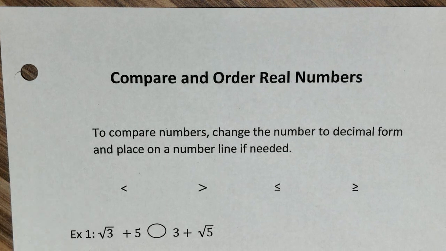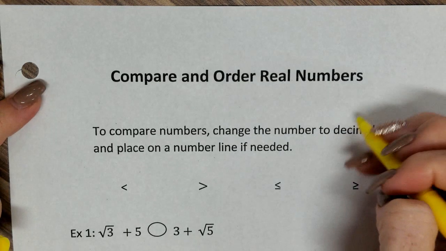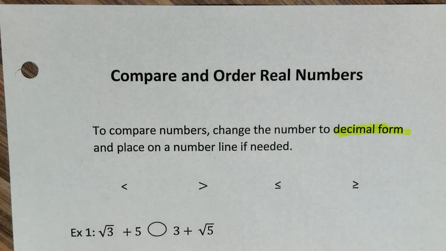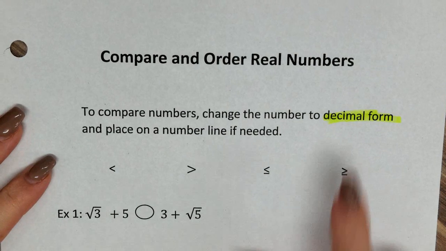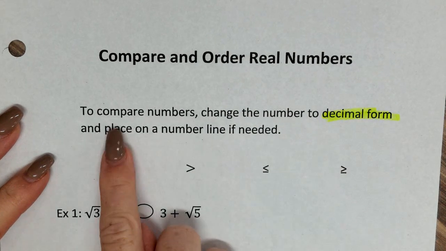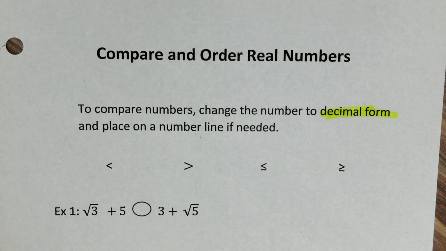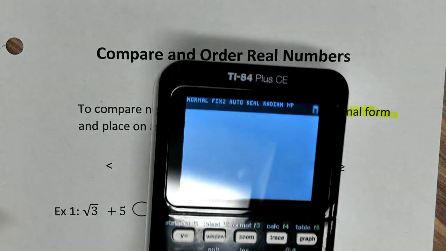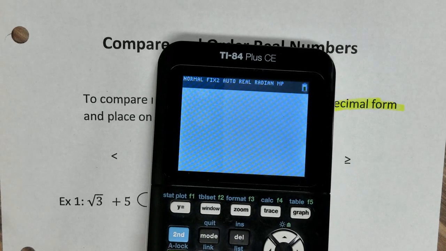Yesterday we learned that to compare numbers, we change them all to what? Decimal form. Okay, your calculator should be down. You should be paying attention. Yesterday we learned that to compare numbers, we change them all to decimals, and if you need to, put them on a number line. Because from left to right, they're from least to greatest, or from right to left, they're greatest to least.